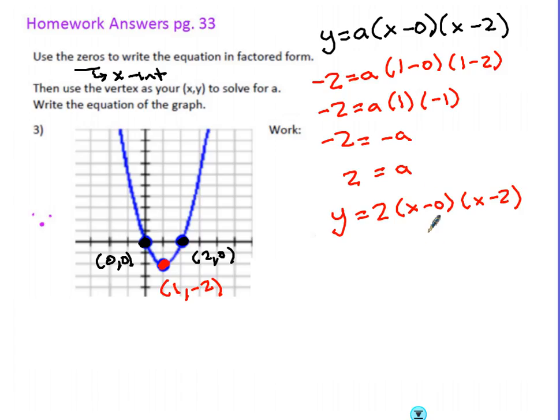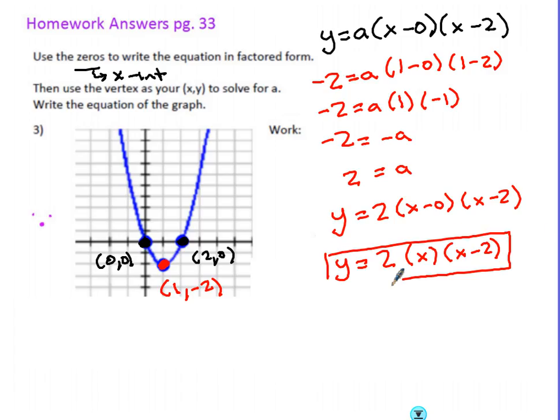Because we don't need to say x minus 0, we could also say that the final equation in factored form is 2 times x times x minus 2. Now, you do not necessarily need to go through this process to find the equation of the graph. You could have also used the vertex to start off and use another point on the graph to find the equation in vertex form.